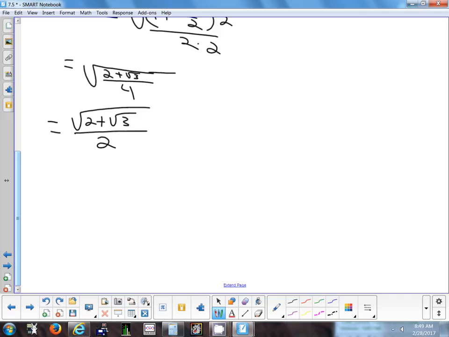Any thoughts on how I could clean that up a little bit so I don't have a square root under a square root? Yeah. Amanda? Could you do 2 plus the square root of 2 plus 3 over 2? You're trying to use this denominator?